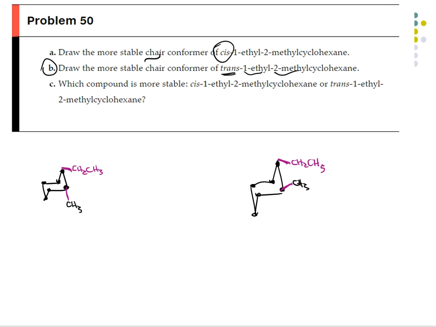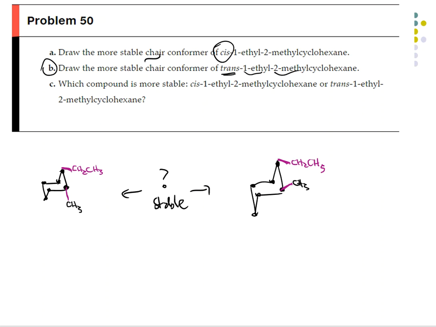All right, so for C, which compound's more stable? The cis 1-ethyl 2-methyl cyclohexane, or the trans 1-ethyl 2-methyl cyclohexane? Okay, so what they've done now for part C is that they want me to compare these two. And they want me to think about which one is the more stable between these two structures. That's what it says. Cis 1-ethyl 2-methyl cyclohexane. That's what we drew in part A. And then for part B, trans 1-ethyl 2-methyl cyclohexane. That's what we did in part B.